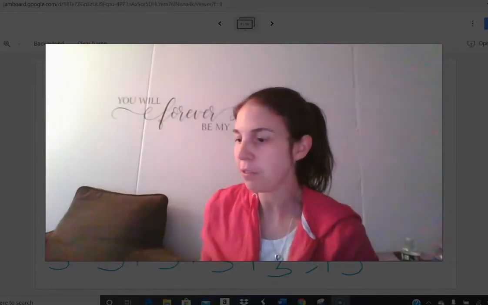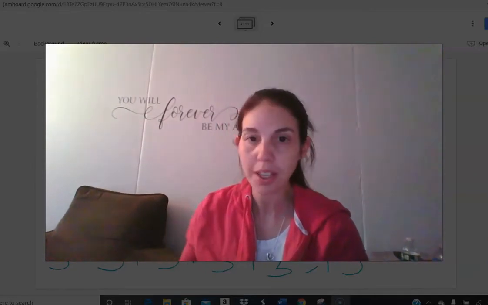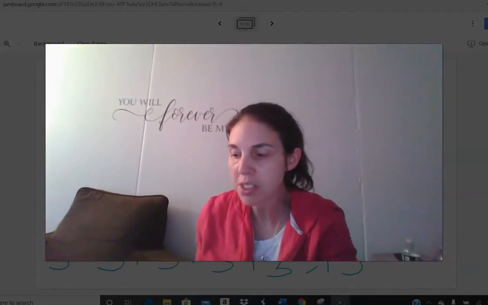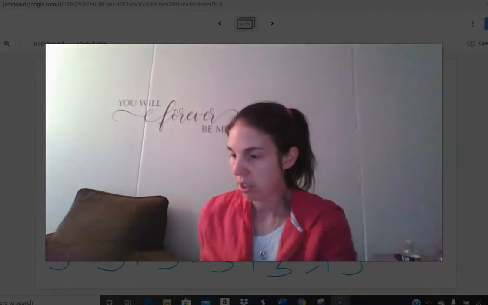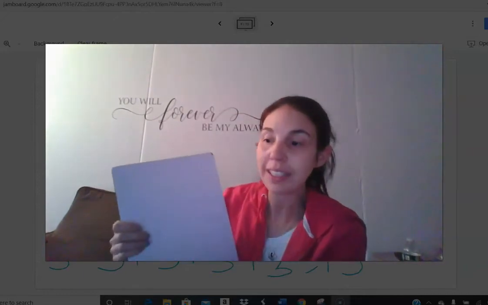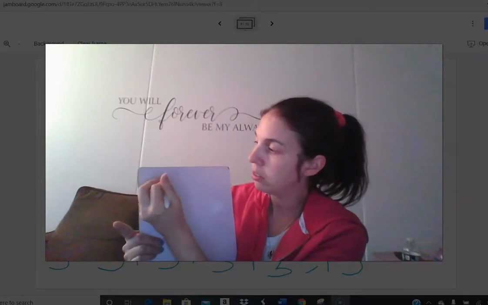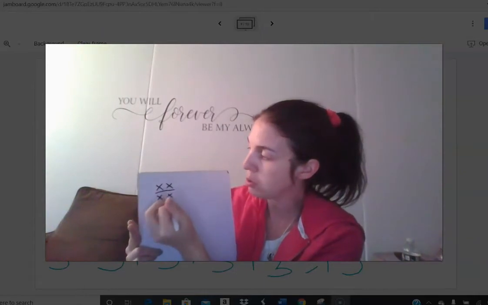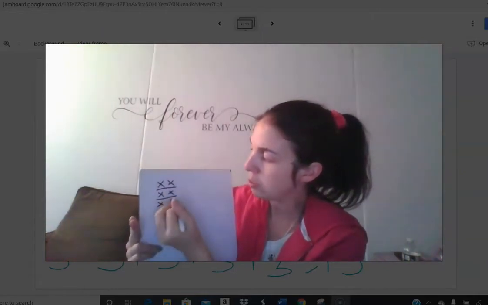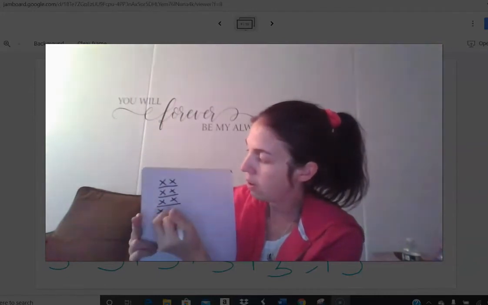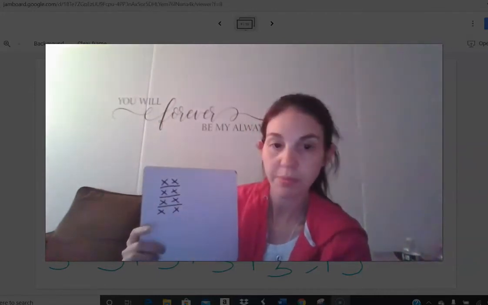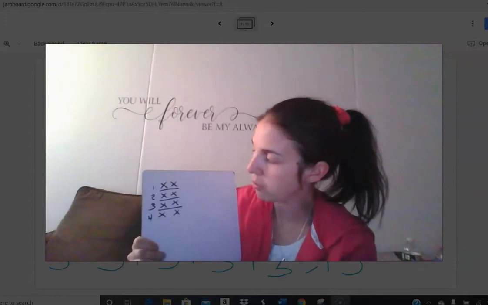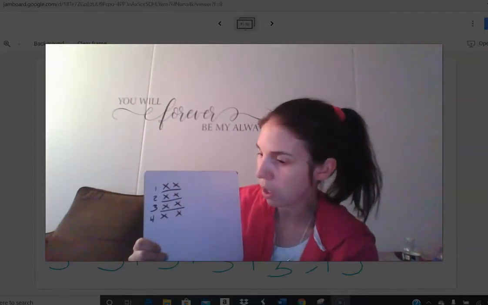Let's look at another one. 4 rows of 2. If you want to try it on your own paper, you can. So that means there's going to be 2 in each row. So here's one row, and there's 2 in each row. Here's 2 rows, 3 rows, 4 rows. 1, 2, 3, 4 rows, and there are 2 in each row.